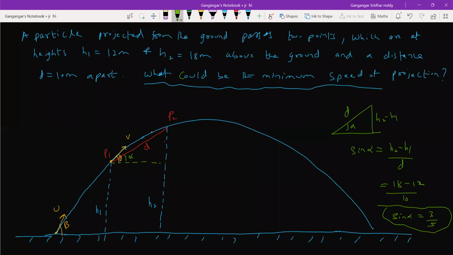Sir, then can we say that h2 is 18 and it's the maximum height? How can you say minimum speed? Why you're saying like that? Okay, work out and see. Okay, you made a guess. No problem. Work out. Nothing wrong.